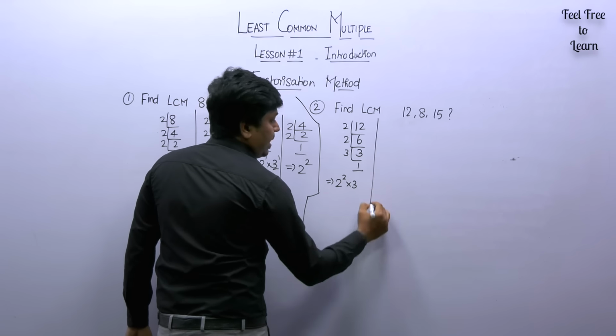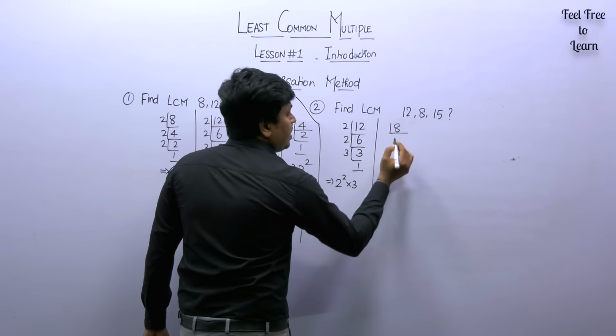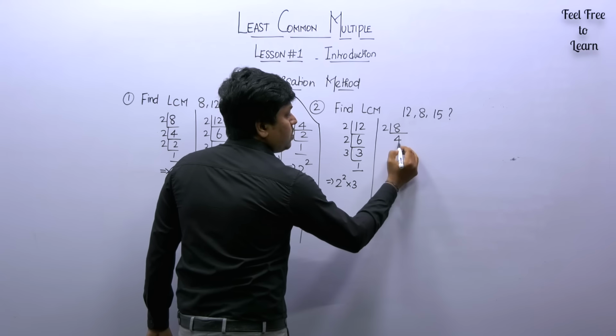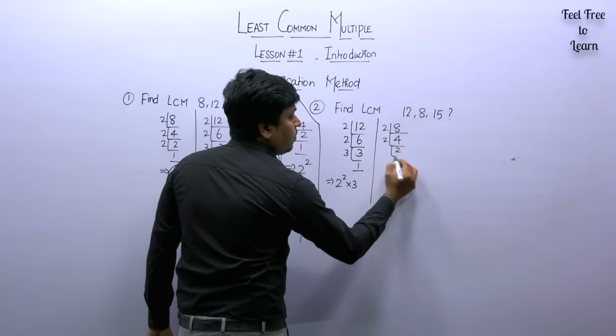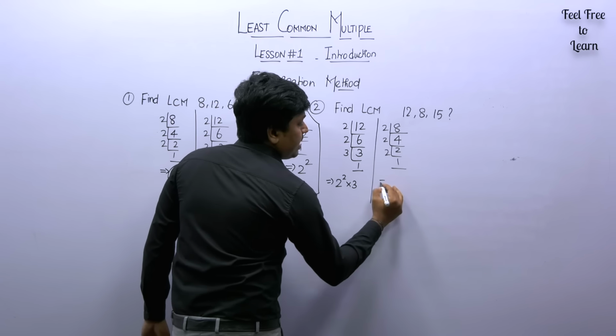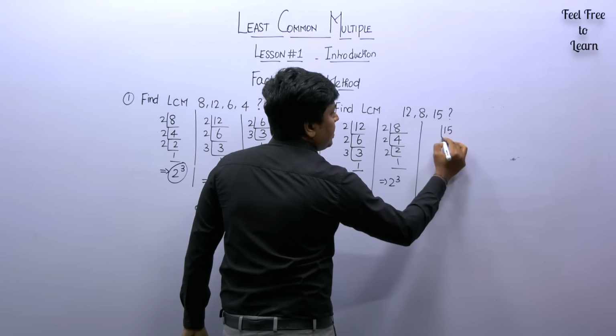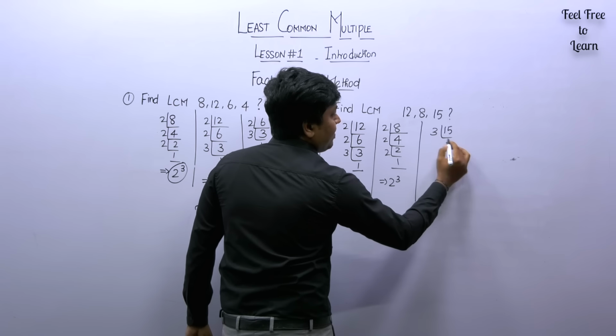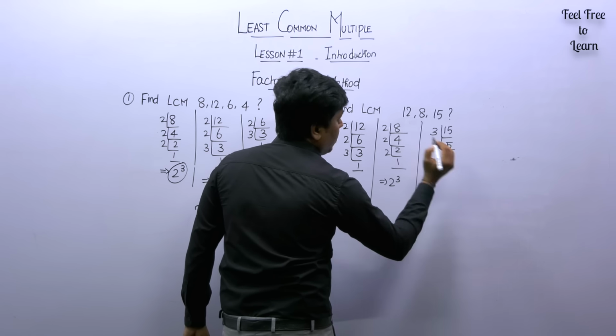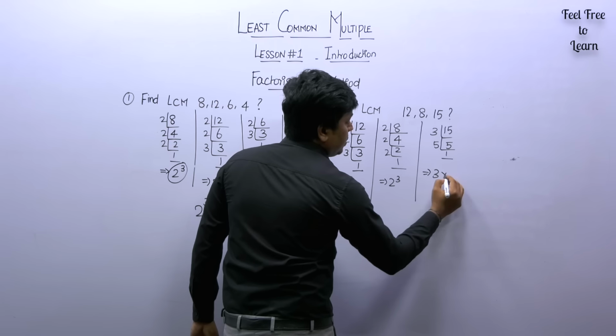Got it? So next will be 8. This can be written as 2, 4 2s are 8, 2, 2 2s are 4, 2, 1. So this can be written as 2 cube. Last is 15. You can't divide this by 2, so start with 3. 5 3s are 15, 5 and 1. So this can be written as 3 into 5.